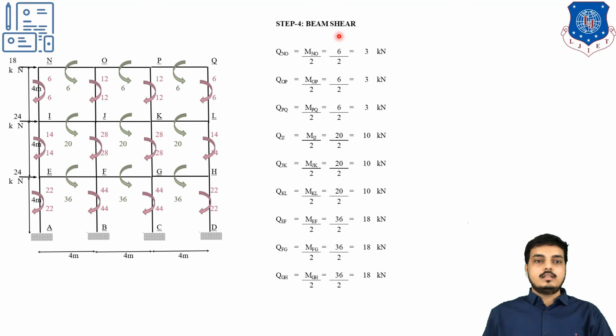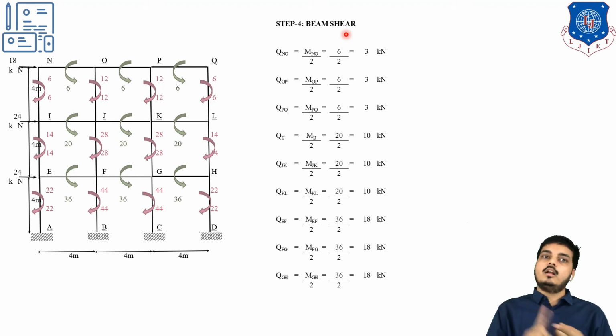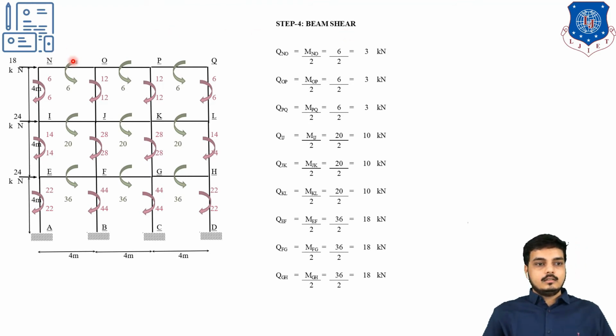Now the next step is step number 4 for beam shear. So what we do? First of all, we took column shear. With the help of column shear, we have found out column moment. With the help of column moment, we have found out beam moment. And now with the help of beam moment, we will be finding out beam shear. So similarly, the moment divided by distance by 2. So M N O divided by 2, here it is 6 by 2 equals 3.